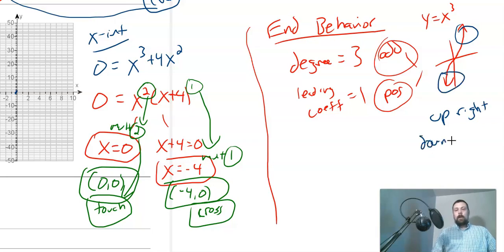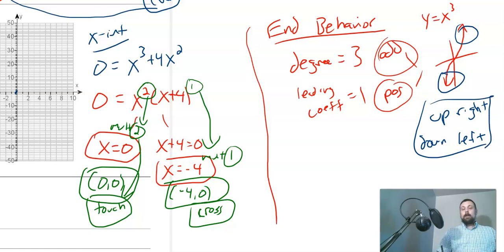And I don't need to put this in terms of x going to negative infinity and y going to negative infinity, which is what happens here, right? Y goes to negative infinity as x goes to negative infinity. I don't need to word it in that way. It goes up to the right, down to the left. This is perfectly adequate for describing the end behavior to help us figure out what the graph should look like.